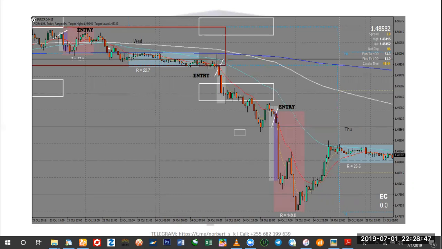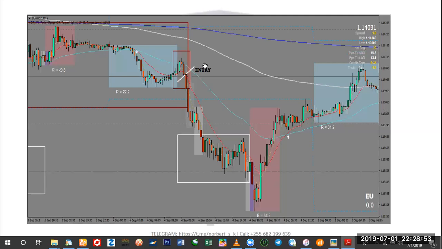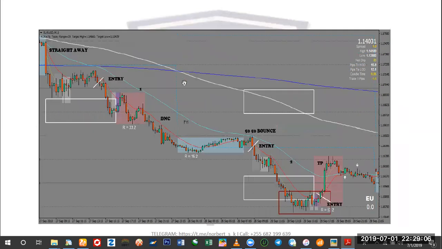They happen as early as possible, as you can see here, very early. This one is another 50-50 bounce. See, this is the evening star pattern, a V here on the 50 EMA. So there is your entry.